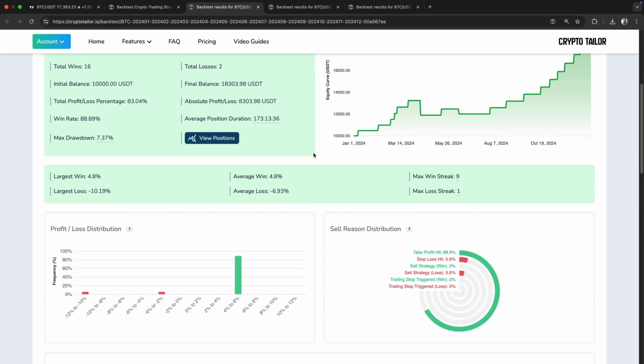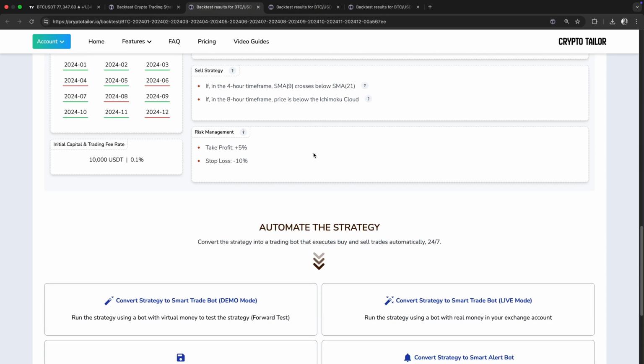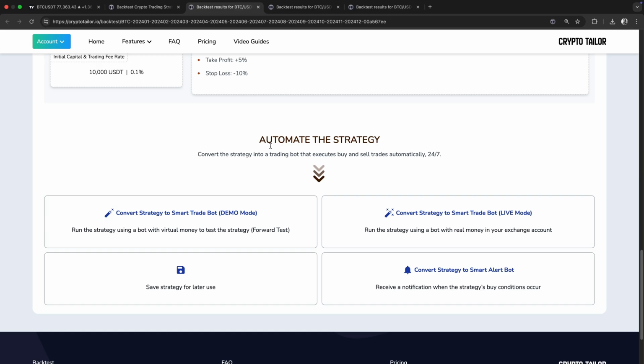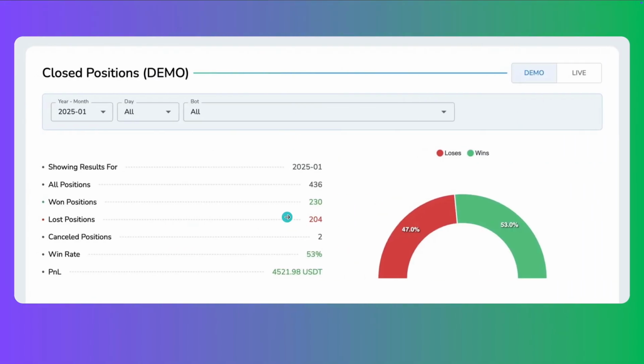After you backtested your strategy and found your preferred one, you can use this section to turn your strategy into an automated trading bot that runs in either demo or live mode. In demo mode, the platform creates a bot that trades using virtual funds and gives you access to detailed analytics. For instance, you'll be able to review the total number of trades, how many were wins or losses, the win rate, and the overall performance.